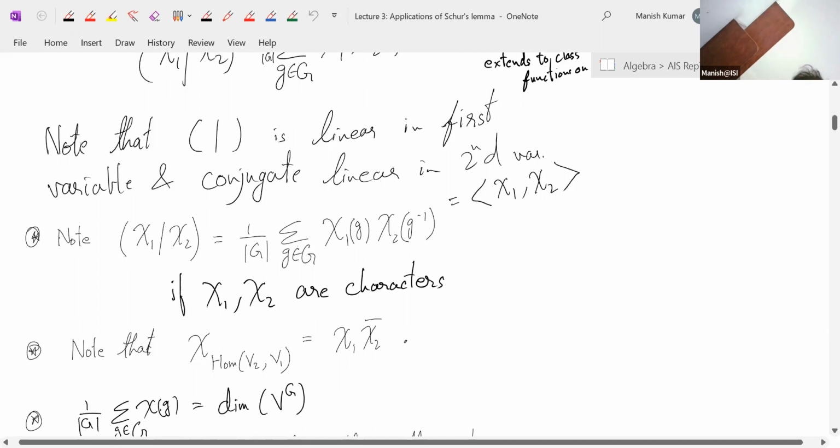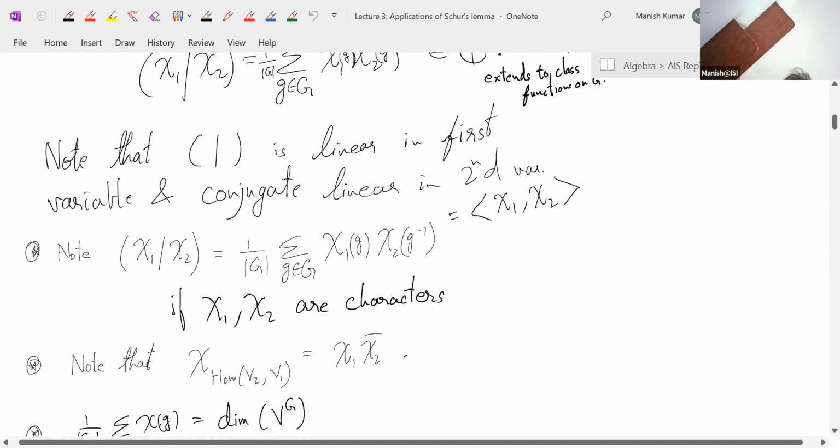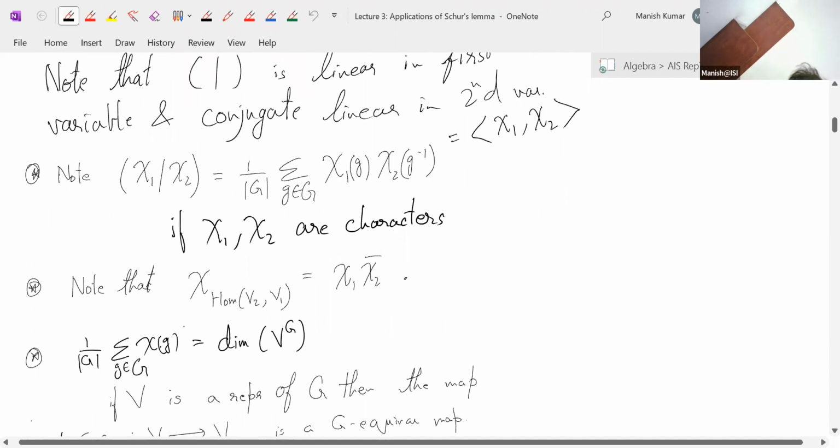Okay, so now note that this is a pairing which we will use to state and prove this orthogonality. What we'll show is that if chi1 and chi2 are irreducible representations, then this pairing is either 1 or 0, depending upon whether chi1 equals chi2 or not. But before that, let me state one observation. This we already saw: the character of Hom(V2, V1) is chi1 times chi2 bar.